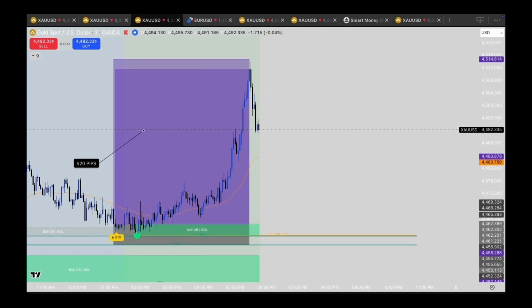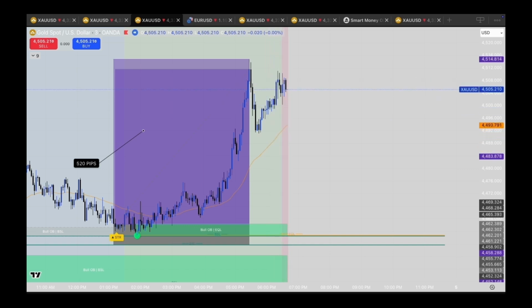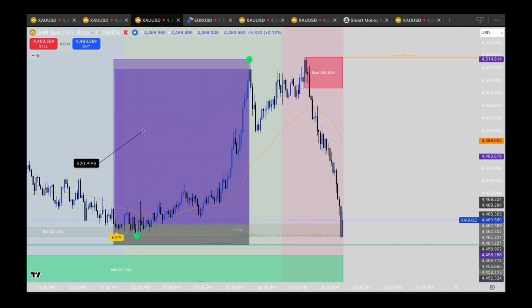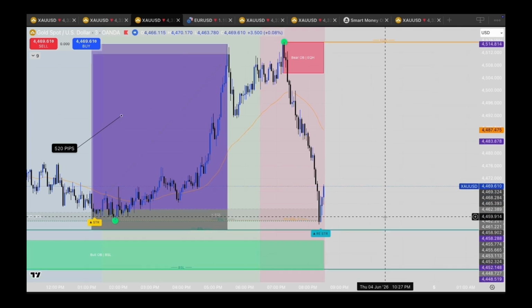This is exactly why smart money traders focus on high-quality setups. One trade like this can completely transform a trading week. Absolutely incredible. Now let's move to the next signal.